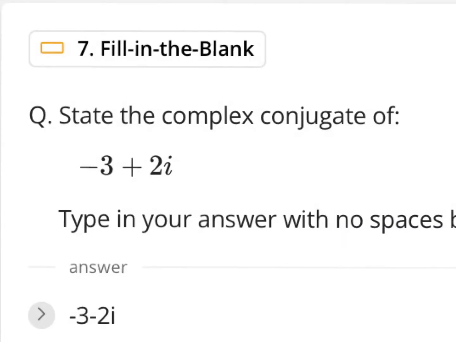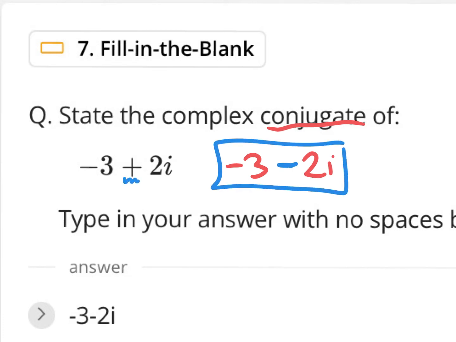This next question is ridiculously easy. All they ask for is a complex conjugate. What is a conjugate? It's the same binomial, but all you do is change the middle sign. So that's going to be a minus. There's your complex conjugate. You got it. That's like a free point right there.